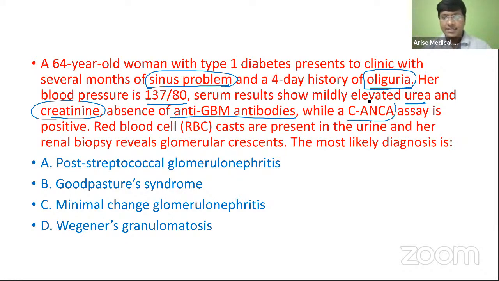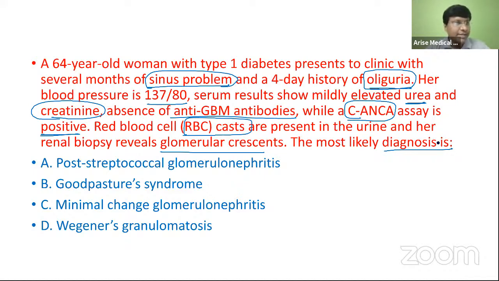And the C-ANCA assay is positive. And RBC casts are present in the urine. And her renal biopsy reveals glomerular crescents. What is the most likely diagnosis in this patient? Post-streptococcal glomerulonephritis, Goodpasture syndrome, minimal change glomerulonephritis, Wegener's granulomatosis.